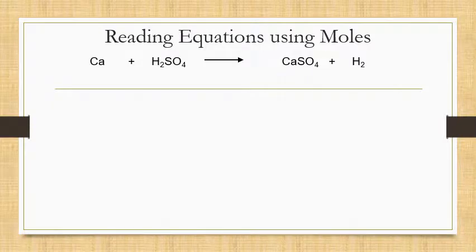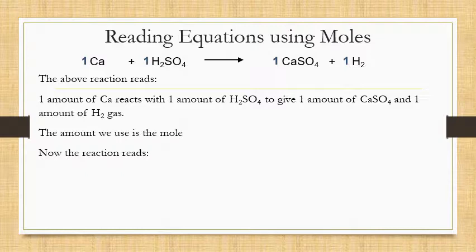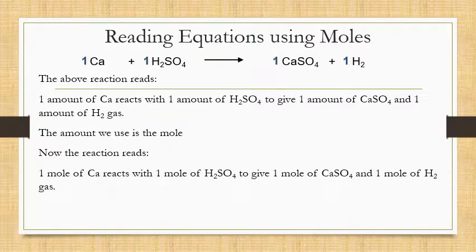Okay, so you also have to be able to read equations using moles. So here's an equation: calcium reacting with sulfuric acid to form calcium sulfate salt plus hydrogen gas. That can be read as one amount of calcium reacts with one amount of sulfuric acid to give one amount of calcium sulfate and one amount of hydrogen gas. And the amount we use is the mole, so the reaction reads as 1 mole of calcium reacts with 1 mole of sulfuric acid to give 1 mole of calcium sulfate plus 1 mole of hydrogen gas. That's how a chemist reads it.